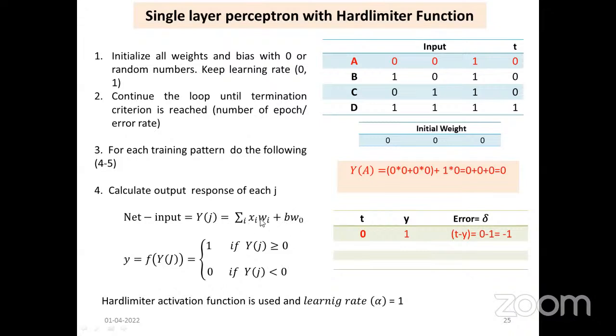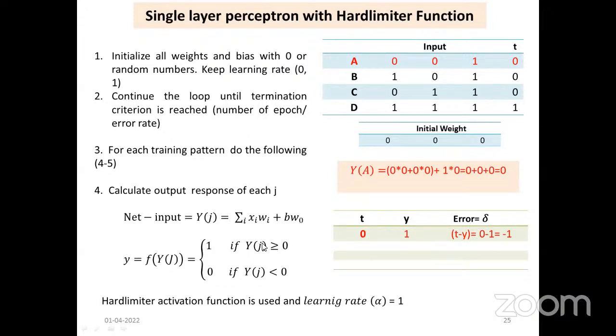So which are the inputs? This input is multiplied with this weight, therefore 0 into 0, plus we have another input x2, which is multiplied with this 0, so 0 into 0 here, plus the bias into its weight. The bias input is 1, and initially we have taken the weight of the bias as 0 here also. Therefore we have 1 into 0. Now when we calculate the whole net input, it becomes 0, so the value of Yj becomes 0.